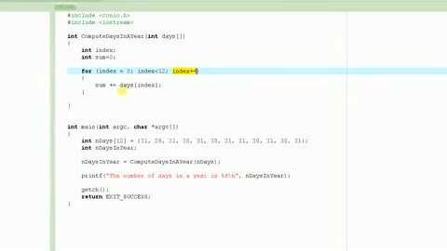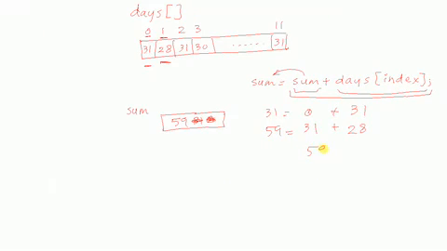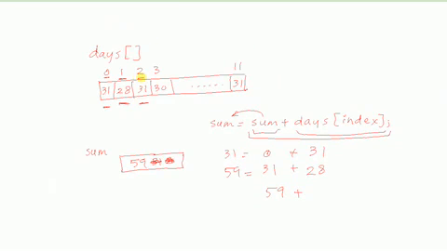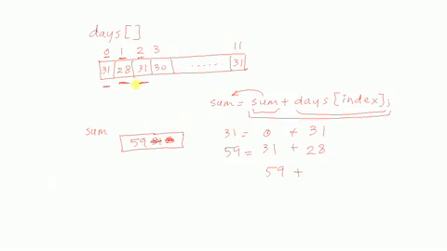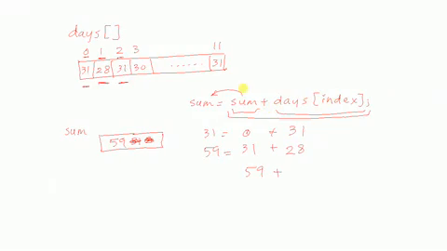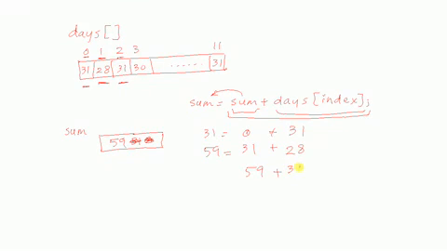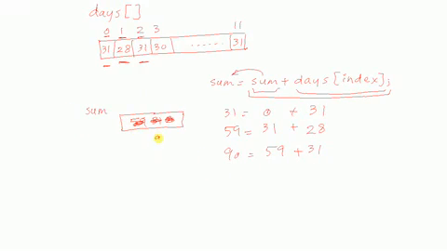And then next time when this is executed, we will have 59 plus 31, because the value of index would be 2. So the value of days of 2 is the third element of the days array, 31, and that will give us 90. So we store 90 here, and so on.